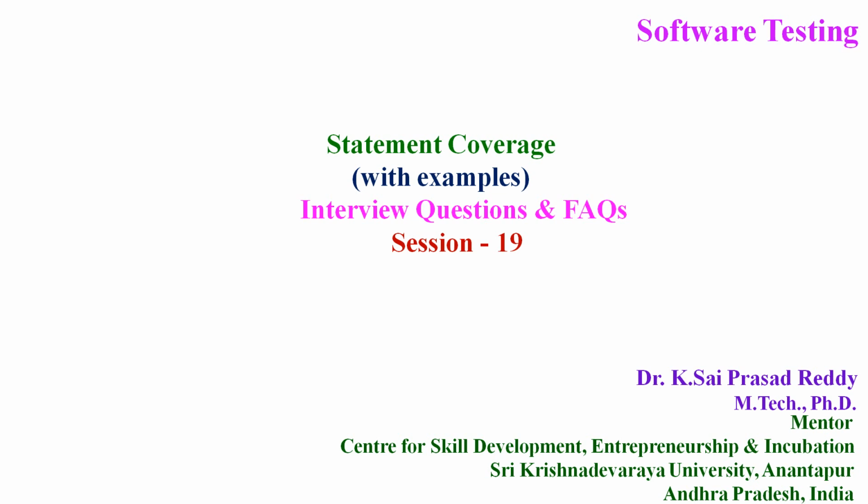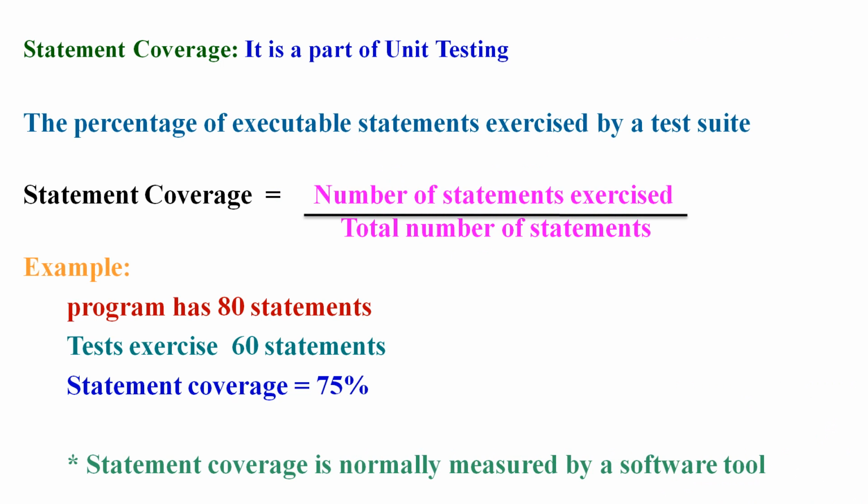Now we will discuss this statement coverage. So, what do you mean by statement coverage? Statement coverage can be found by using the formula: number of statements exercised divided by the total number of statements. That means the number of statements executed divided by the total number of statements in that particular program. That is called statement coverage. It is denoted as a percentage.